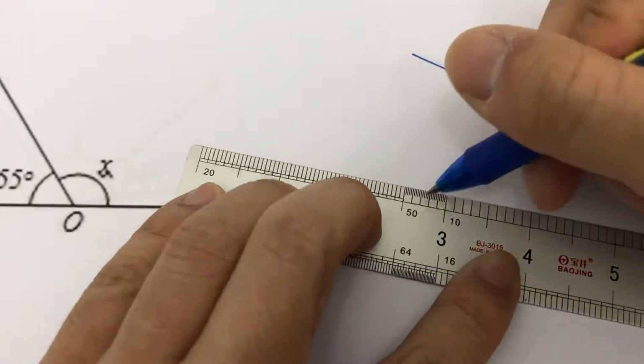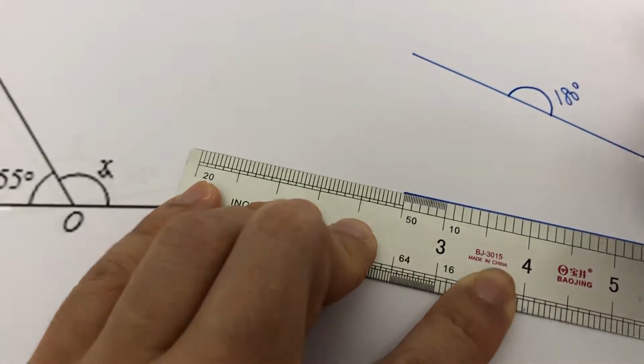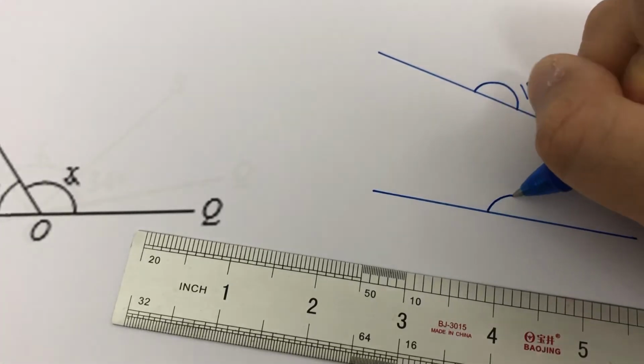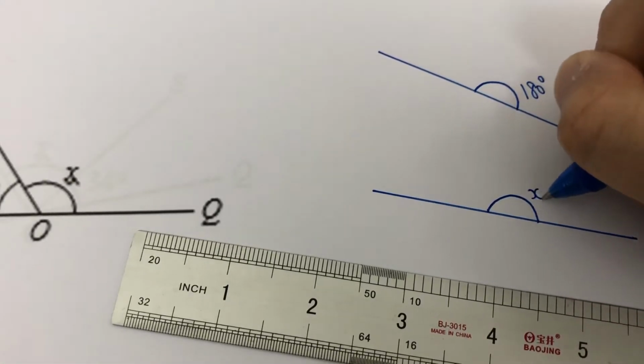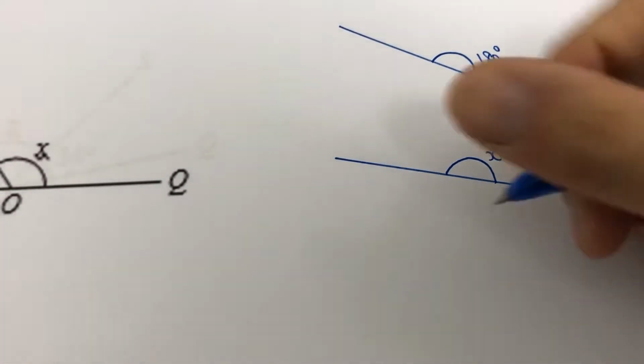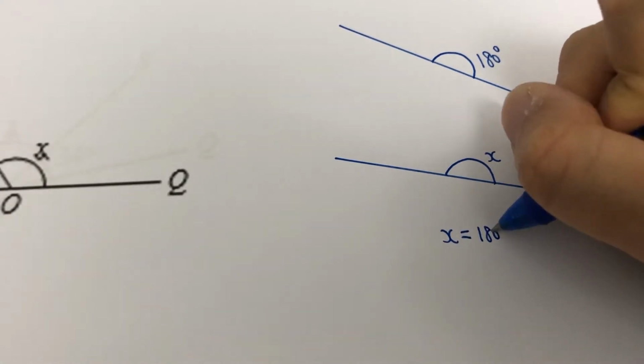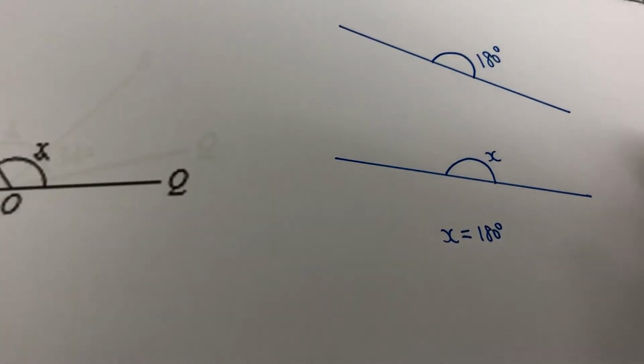Therefore, next time when you see that there's an angle on a straight line, like this one, we call this x, then we are sure that this angle x must be equal to 180 because it is a straight angle. And we have to write down the reason. Why do we know that it is 180?